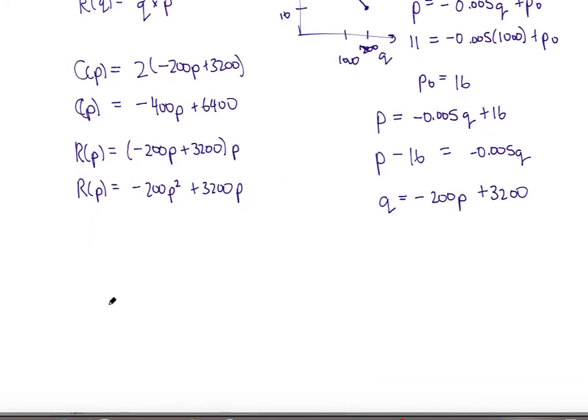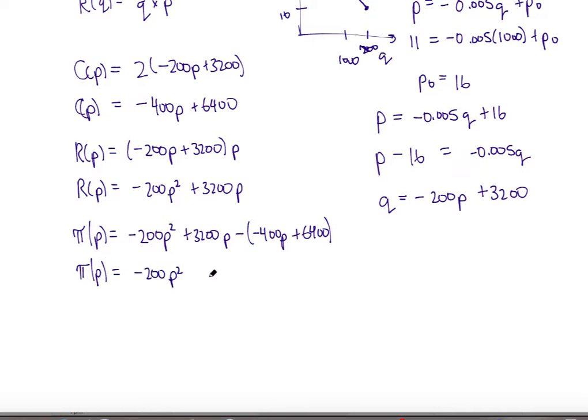And going to the next step, we want to find our profit function. So profit in terms of price is going to be revenue minus cost. So negative 200p squared plus 3,200p minus, and I'm using parentheses here, negative 400p plus 6,400. So simplifying this, my profit function then becomes negative 200p squared. So I have 3,200p plus 400p. So this will be plus 3,600p minus 6,400. So be careful of your signs. So this is my profit function.